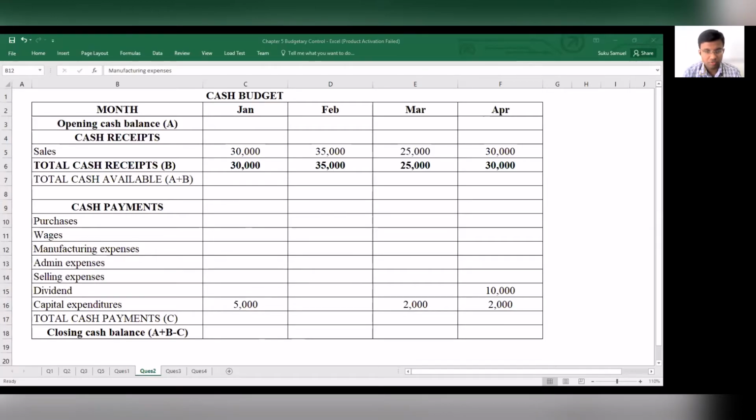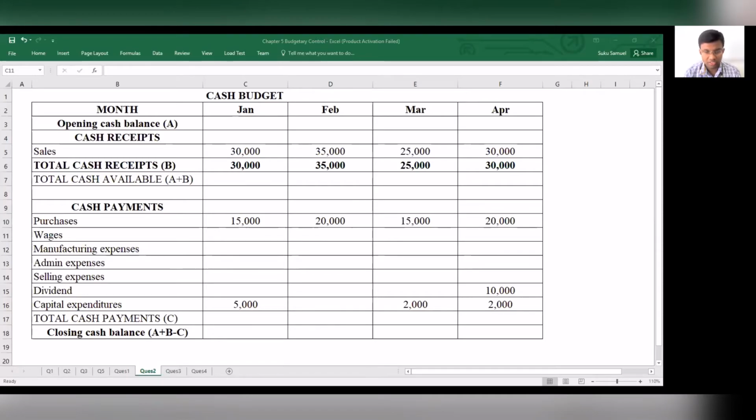Now purchases, let's complete the rest. In the month of January, you would be settling the purchase for November. November's purchase is 15,000. In February, you will be settling for December, which is 20,000. Here you will be settling for January, which is 15,000. And in the month of April, you will be settling for February. So this has been completed.